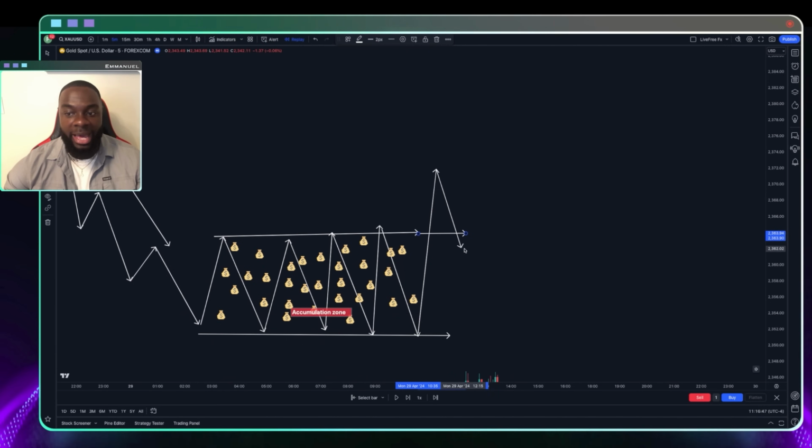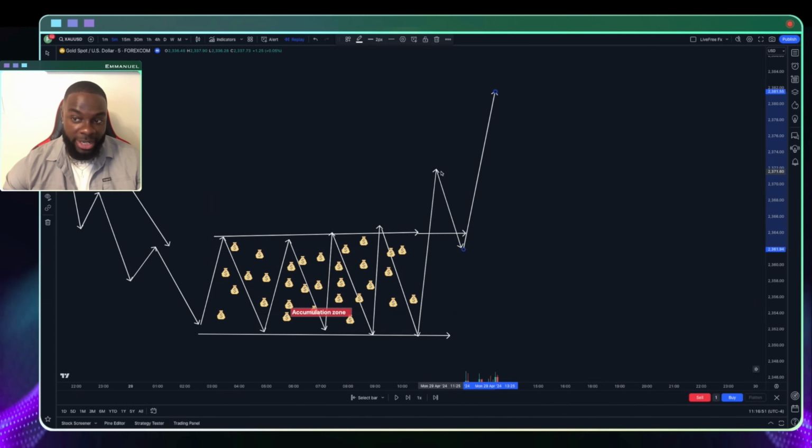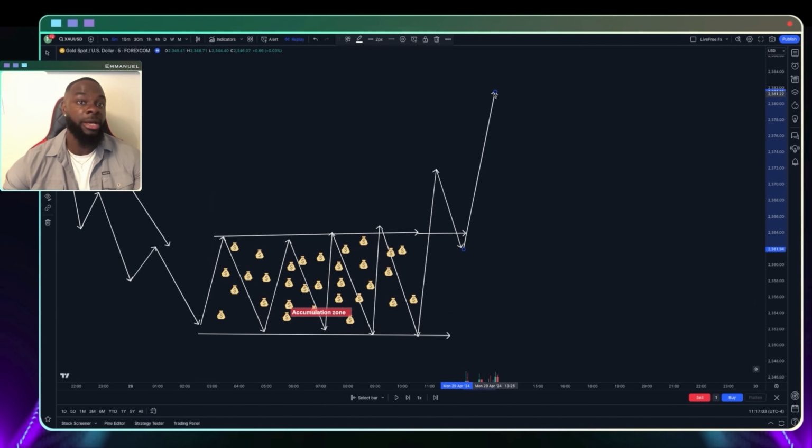This is where we capitalize and we look to take price to the upside if price breaks to the upside, right? This is the concept of accumulation. First, minor distribution, you wait for the retest, and then you get the real distribution to the upside, which is what is going to allow you to execute your strategy effectively.